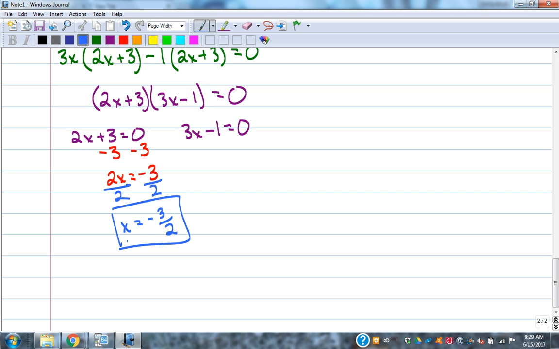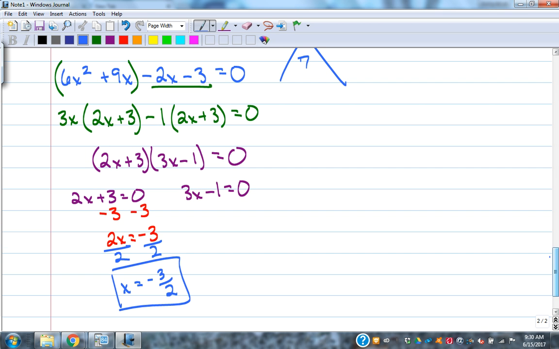It's not abnormal to get a fraction answer. Usually, if there's a number in front of the x squared in the original problem, that usually means you're going to have a fraction as an answer, at least one of them being a fraction. Solve the other one. Divide by 3, 1/3. Get our answers there.